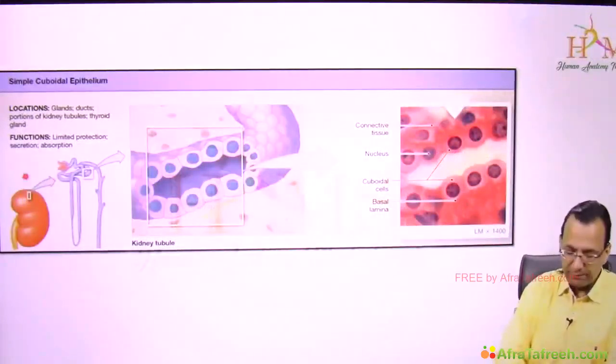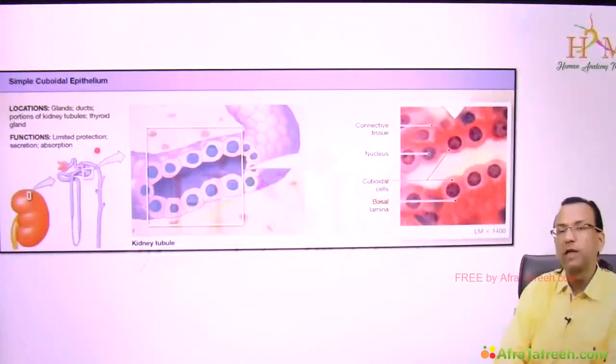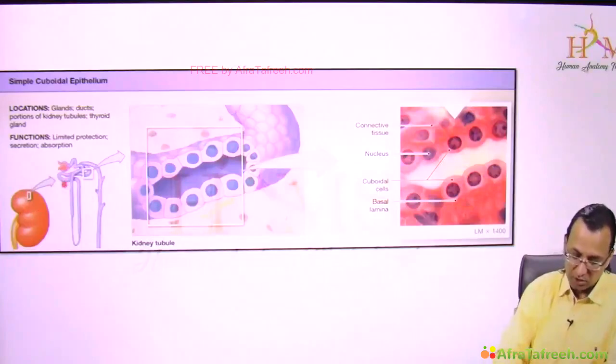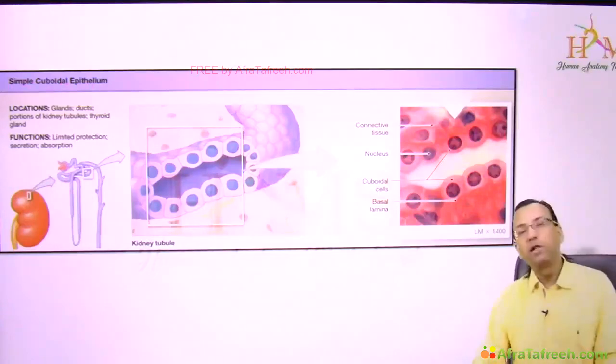So in the kidney, PCT, DCT, you mean to say proximal convoluted tubule, distal convoluted tubule is simple cuboidal epithelium? Yes, they are. Height is equal to breadth, central spherical nucleus. PCT, DCT is also the simple cuboidal epithelium.